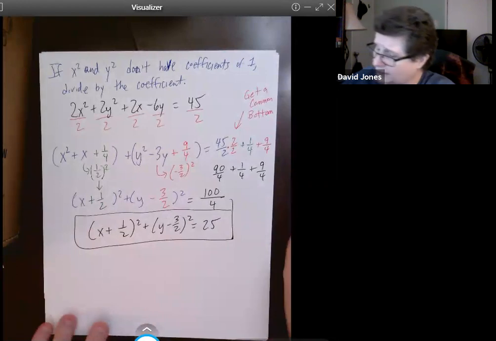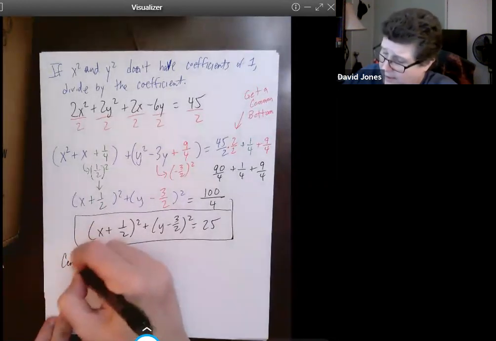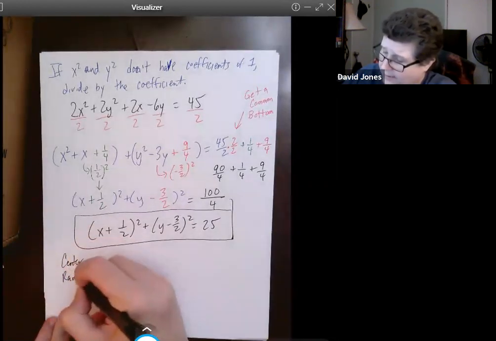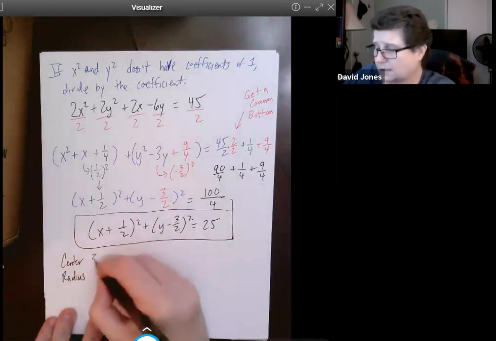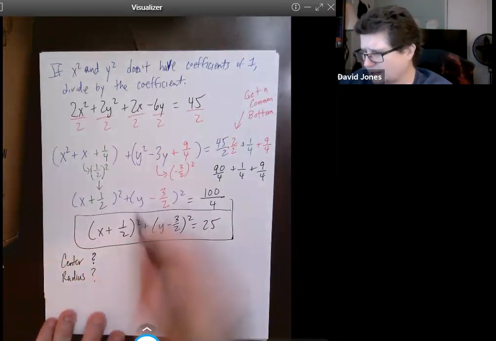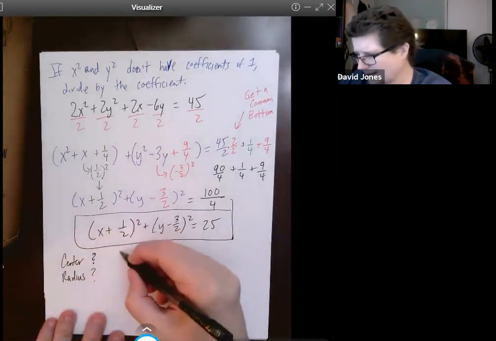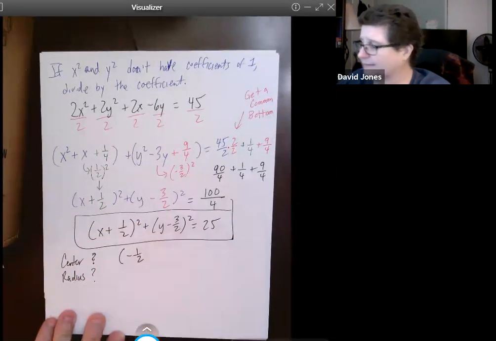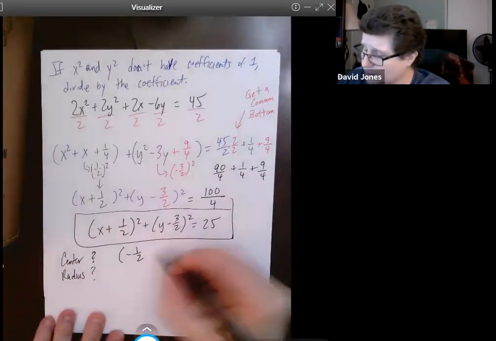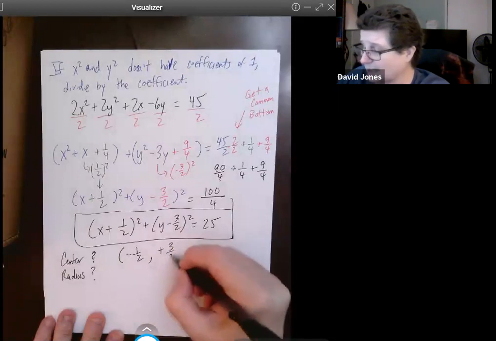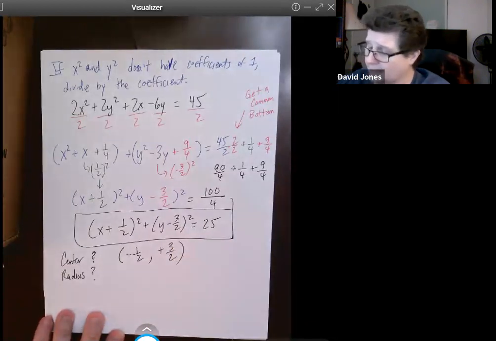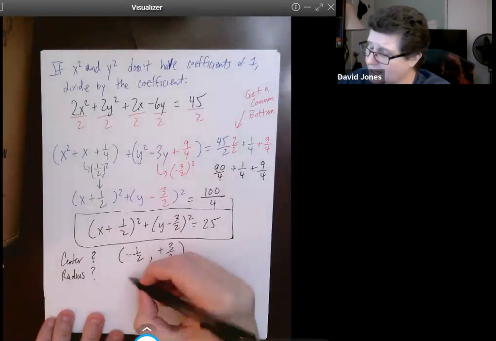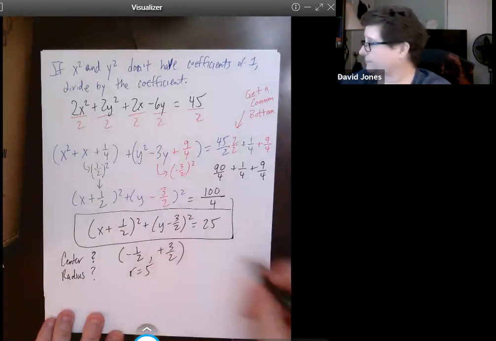So what's the center? What's the radius? My center is the opposite sign of the thing in the x parentheses. So 1/2, the center is -1/2. And my 3/2 becomes a positive 3/2 for the k. My radius is the square root of 25, r equals 5.